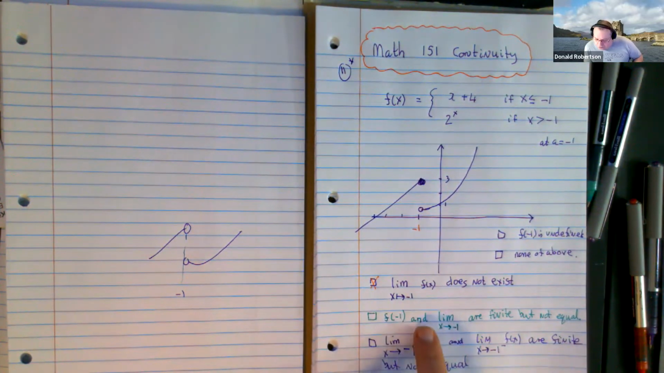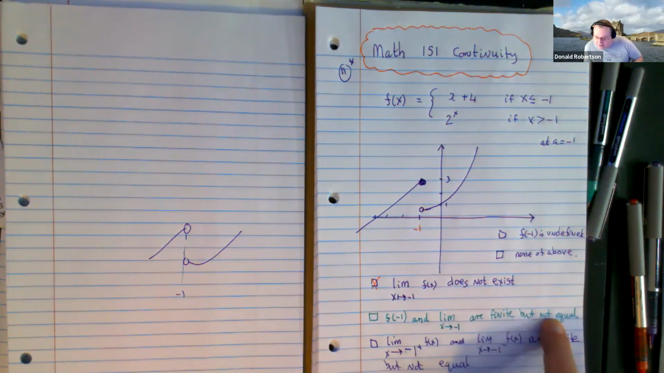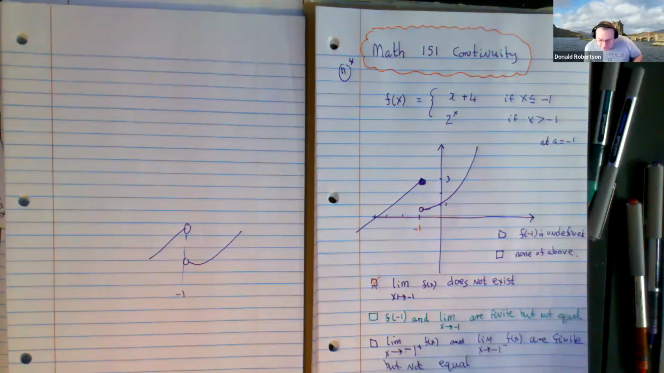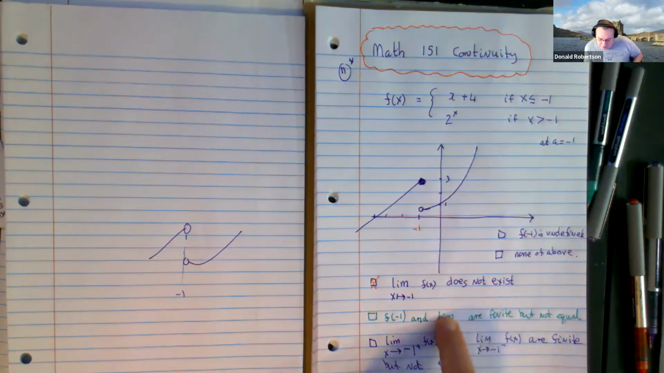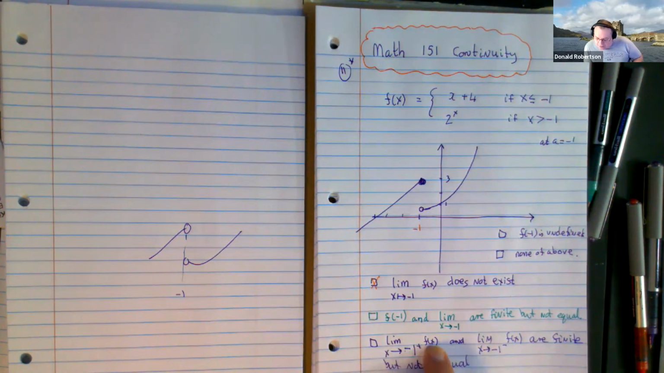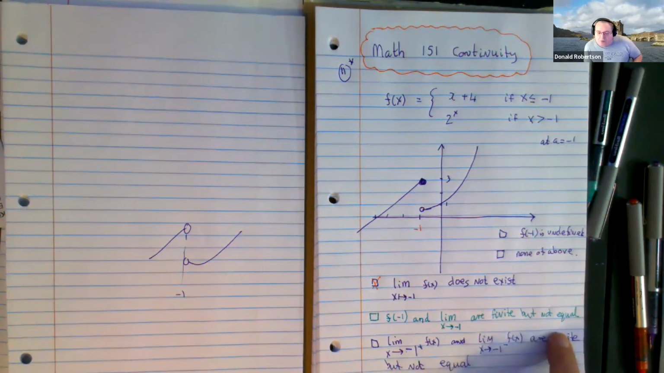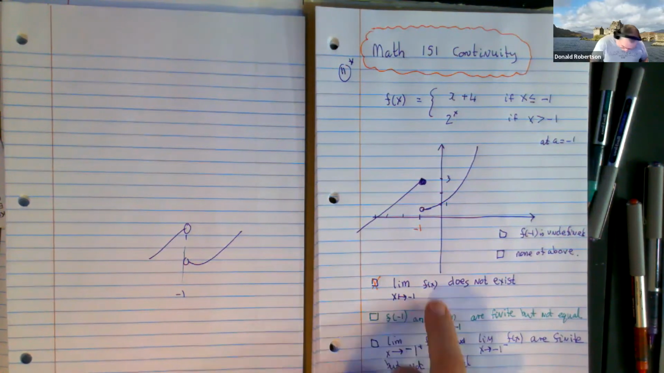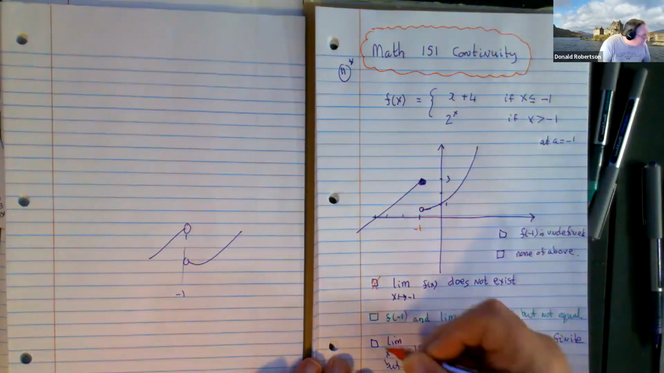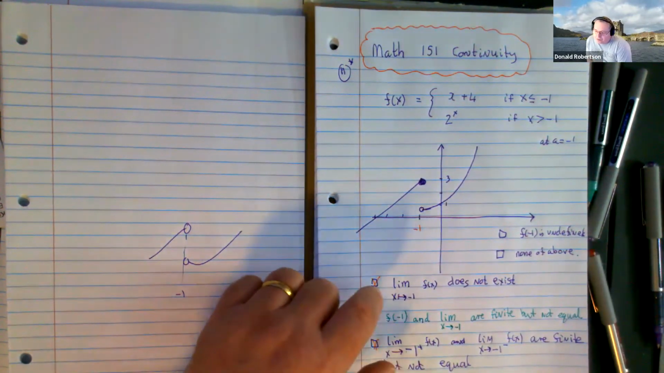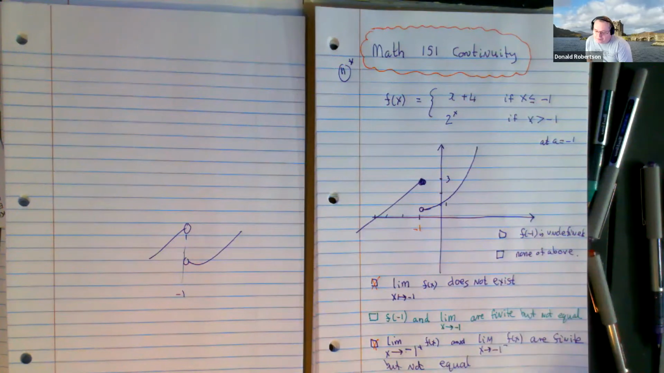It's not true because this is not finite. This is, I do not exist. So if they had said, I don't know how they'd phrase that one, but it's just not true. And this one says the right limit and the left limit are finite but not equal. And that is true. So do you see in this example, there's only 2 that are true, right? True statements, and the other 3 are false.